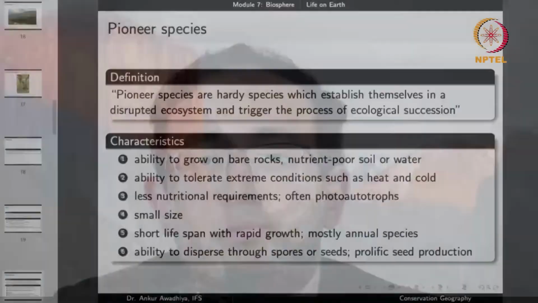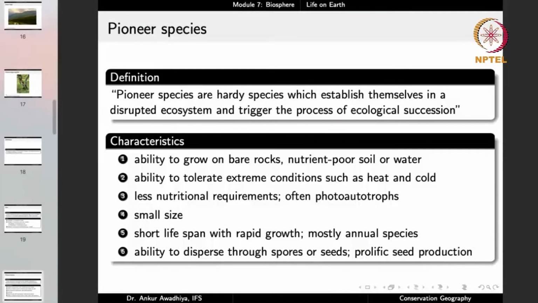For instance, you can begin with a process where you have very lush green forest in the area, but then there is a volcanic eruption, and when lava comes out, it burns everything down, and now you just have a bare piece of rock in this area. So it shifts from a well-formed ecosystem to a disrupted ecosystem. So pioneer species are hardy species which establish themselves in a disrupted ecosystem and trigger the process of ecological succession.